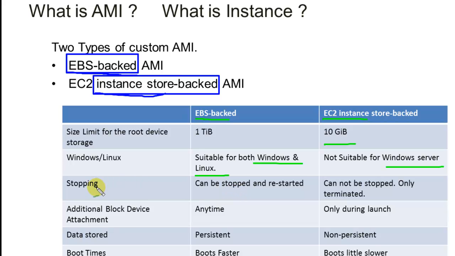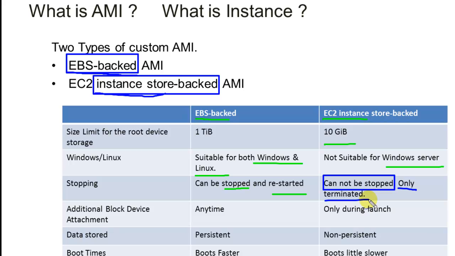The most important part about EBS is that it can be stopped and restarted, but the EC2 instance store backed cannot be stopped. It can only be terminated. What it means is that once it starts running, while it is running, it will have all the data, but the moment you stop, all the data is gone.